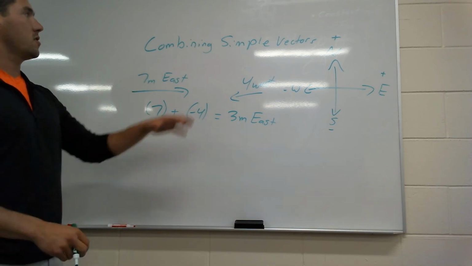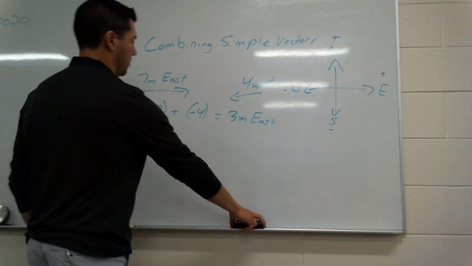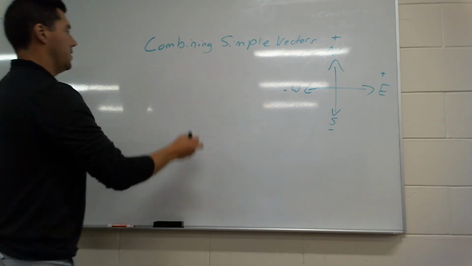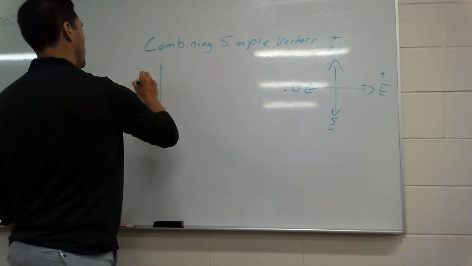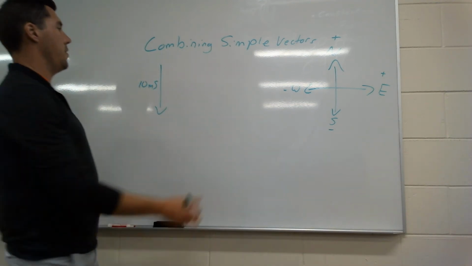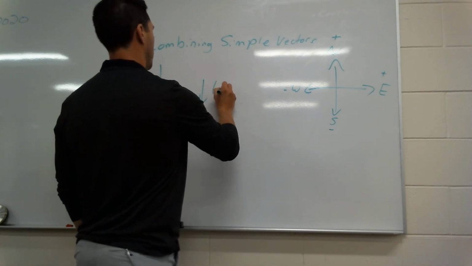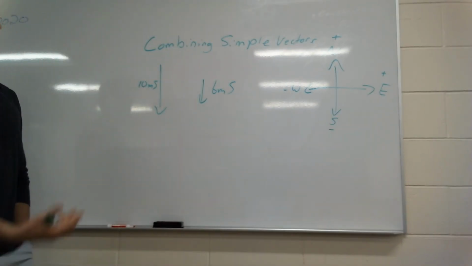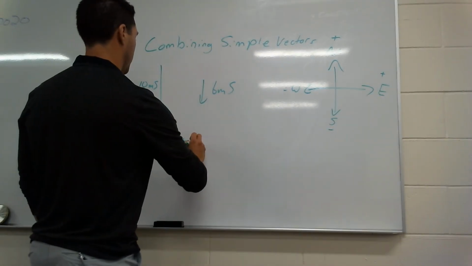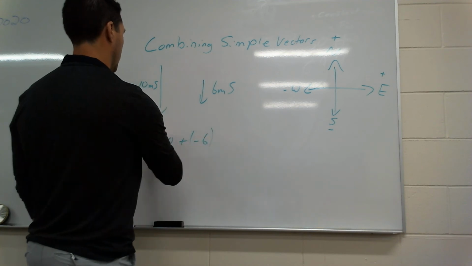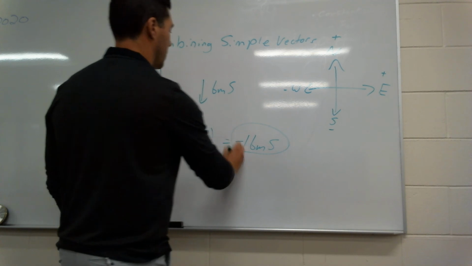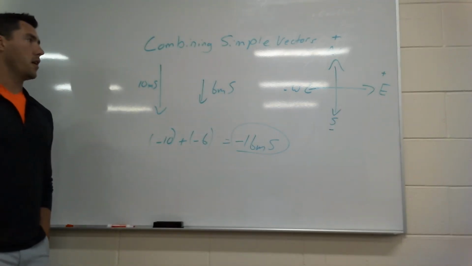Okay, so there's our simple combining. I'll do one more example that's even easier than this one. Let's say I take 10 meters south. Again, I stop, I look at something, and then I go another 6 meters south. Well, south is negative, so if I go -10 plus -6, I get an answer of -16. I move 16 meters south. And that's just my final answer.